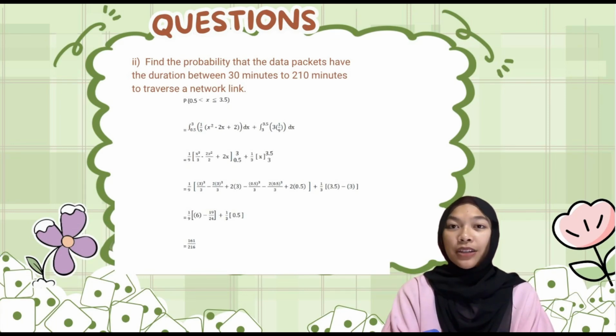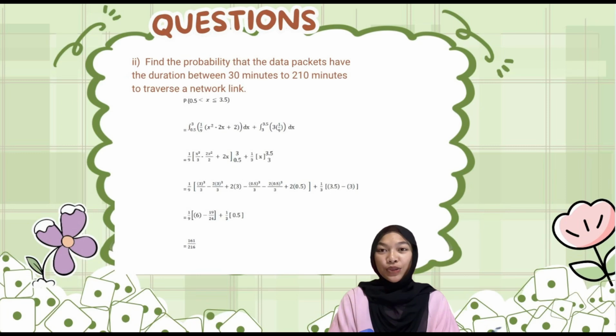For the first integral, the antiderivative of the function is 1 over 9 times the quantity x cubed over 3 minus 2x squared divided by 2 plus 2x. We evaluate this antiderivative at the upper limit of 3 and subtract the value at the lower limit of 0.5. For the second integral, the antiderivative of the constant is 1 over 3 times x, which we evaluate from 3 to 3.5.